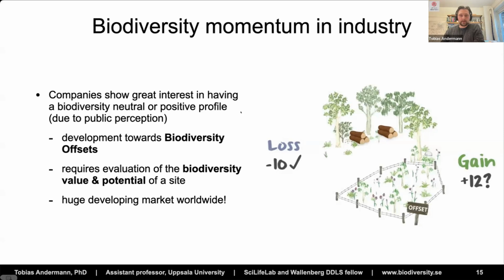In the industry, too, there's a lot of momentum right now in terms of creating a biodiversity positive profile. A lot of companies show great interest in having some framework for evaluating their biodiversity impact, and then also being able to justify or measure what biodiversity compensation they can do by purchasing land and managing it with a biodiversity positive management strategy. So it's similar to the carbon offsets that we have already seen implemented in the industry. Now, biodiversity offsets are the next big thing, I would say, in the current industry. It's a huge developing market worldwide, and there is a lot of need for frameworks and methods to actually measure biodiversity impact and also the current state of biodiversity.